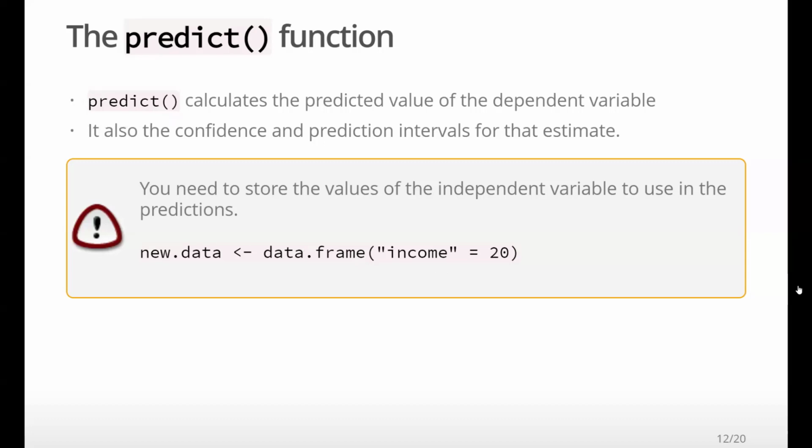And so we're going to make a new data.frame. That's our box that we're going to put this in. We're going to use data.frame, and we're going to give it some information, and it makes us a data frame. In this data frame, we're going to have one variable called income, and it's going to have one observation of 20. Okay, let's keep going.